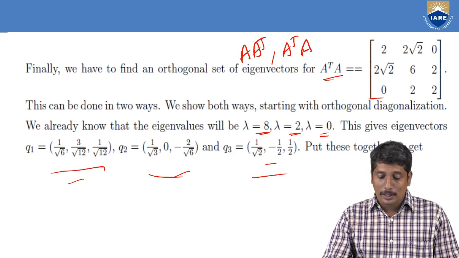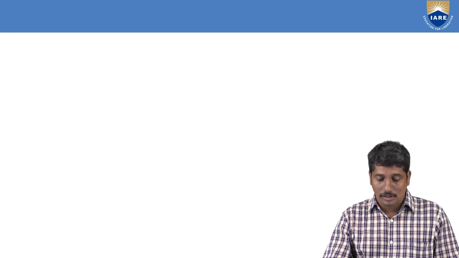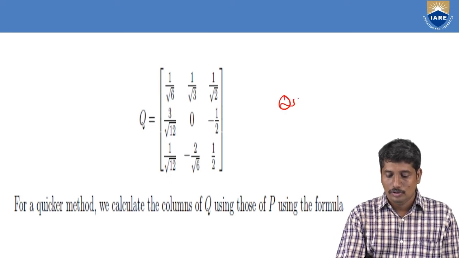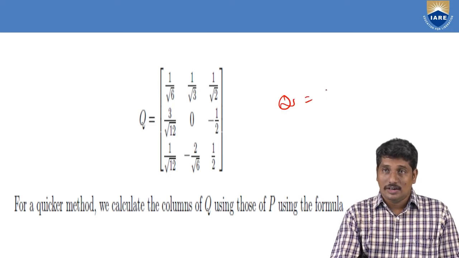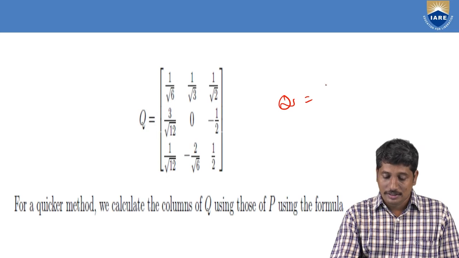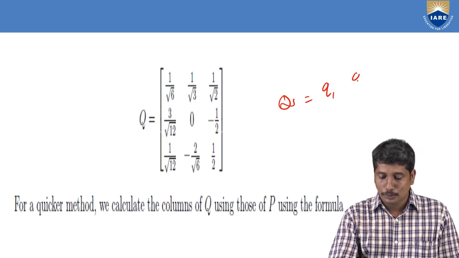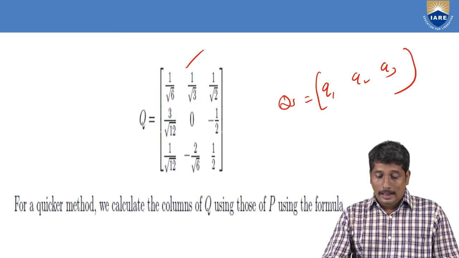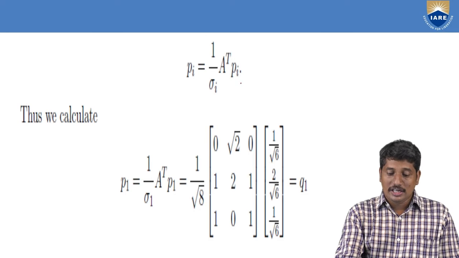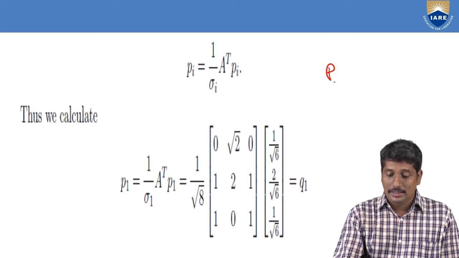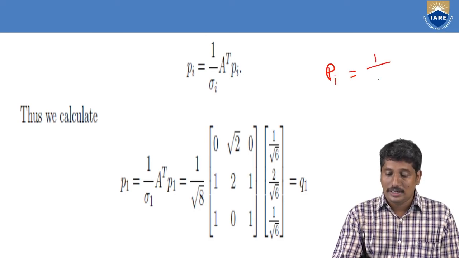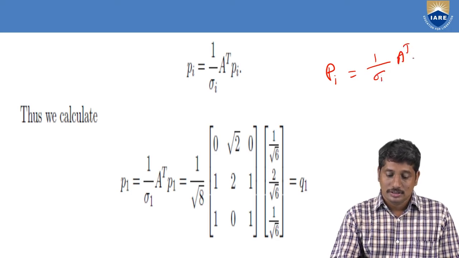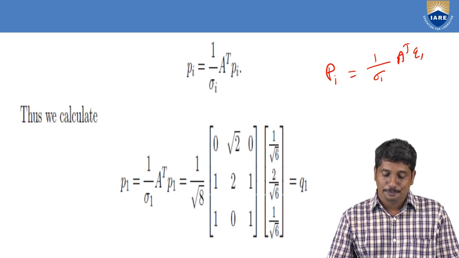Now, with the help of these eigenvalues, we can write Q as the vectors we just obtained, that is Q1, Q2, Q3. So this is our Q. And we can calculate Pi by using the formula 1 by sigma i A transpose Qi. This is the formula.